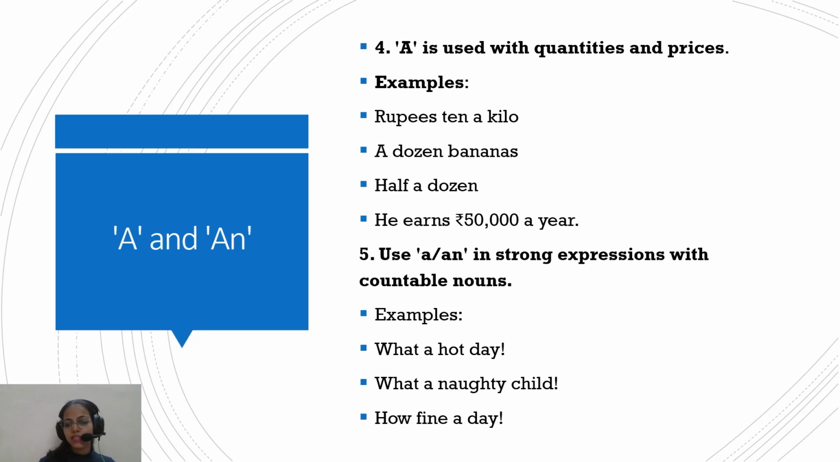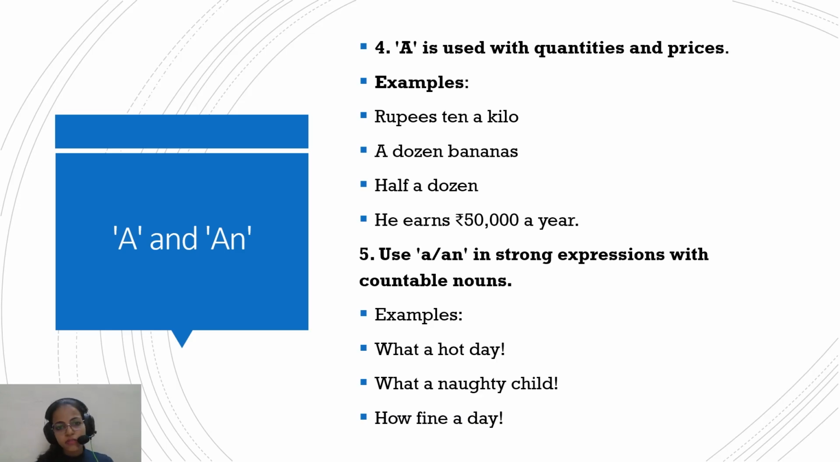Use a and an in strong expressions with countable nouns. It should be, sorry, he earns 50,000 an year, because here year sounds like a vowel. So 50,000 an year. So here the article an should be used. So be mindful of it. Maybe somebody didn't pay attention to the fact that it's an year.